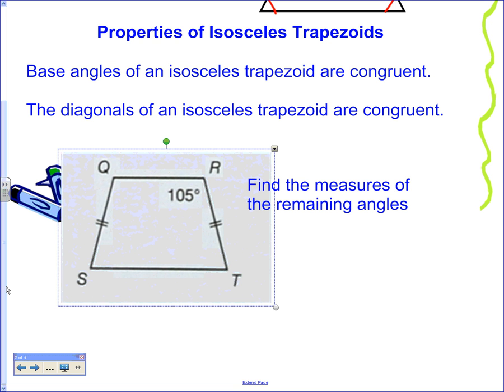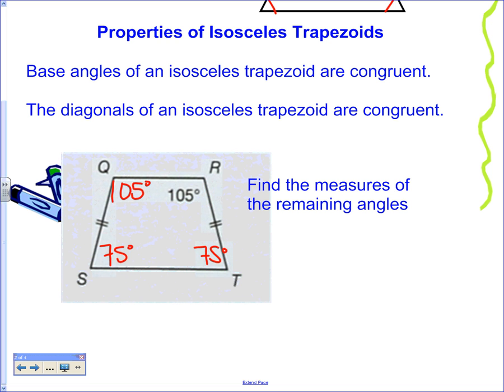Which angle would you start by finding? Q, R, S, or T? Well, they already gave us R, so not that one. Which one would you start by finding? Q? Okay, what would it be? What about S or T? They both have to be 75? How do we know that they're 75? Because why?